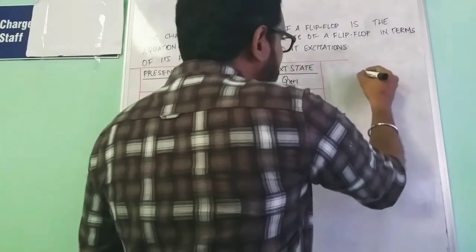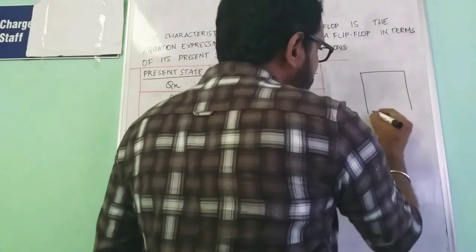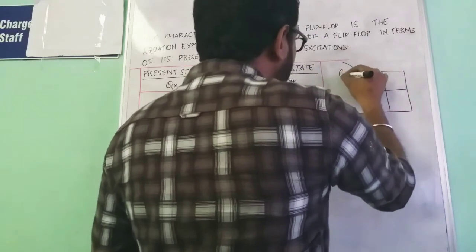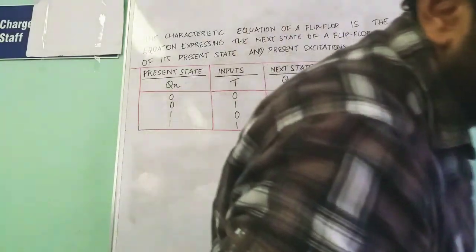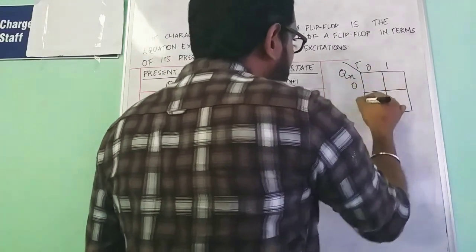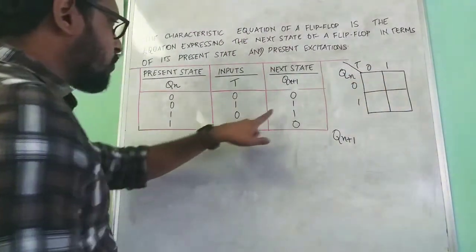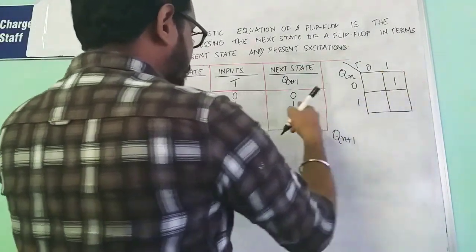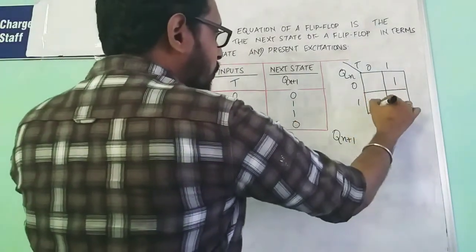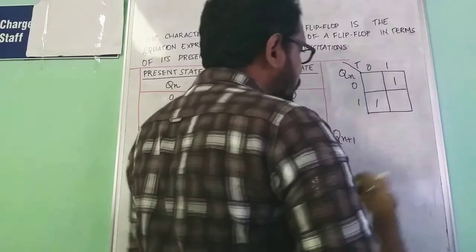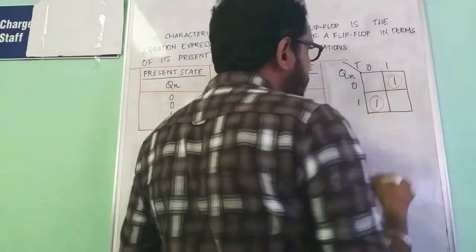We will go for the Karnaugh map. Okay, it will be a two variable Karnaugh map. We have Qn and T. We have 0, 1, 0, 1. Okay, go for the 1 values. 0, 1 will have 1. 1, 0 will have 1. Right? Yes. So there are no cases of pairs or quads. These are the two cases. We'll go for it.